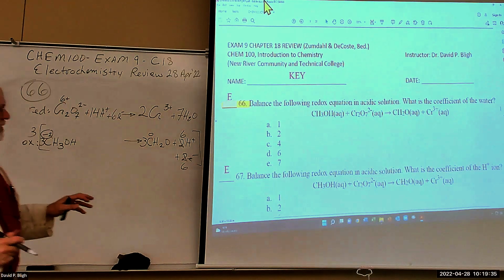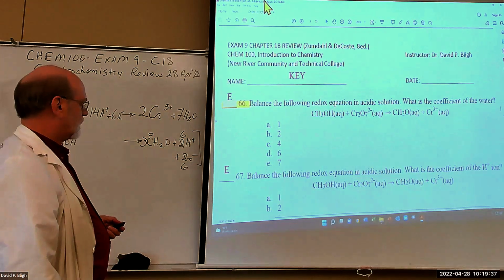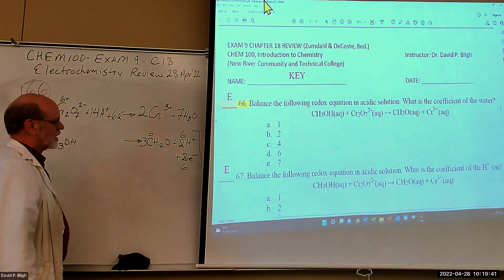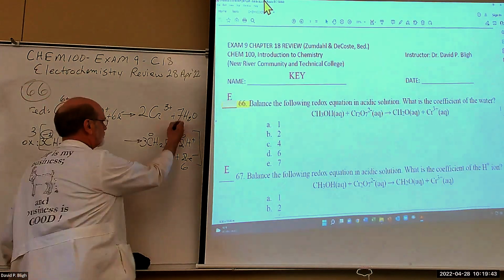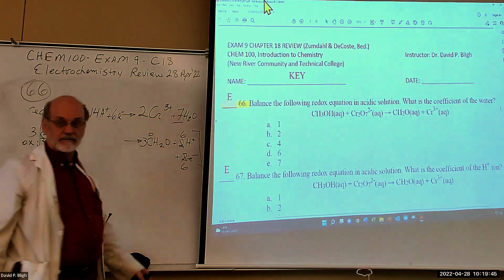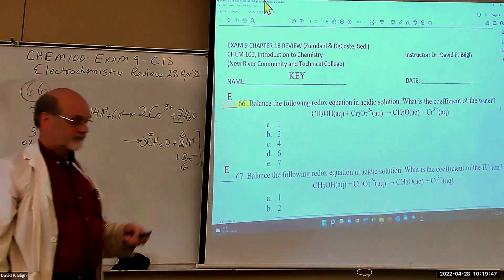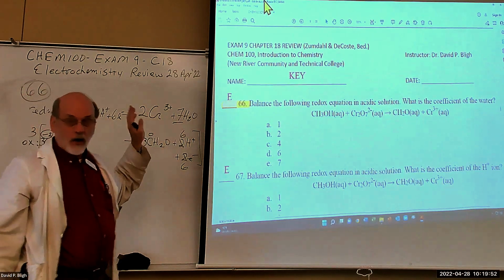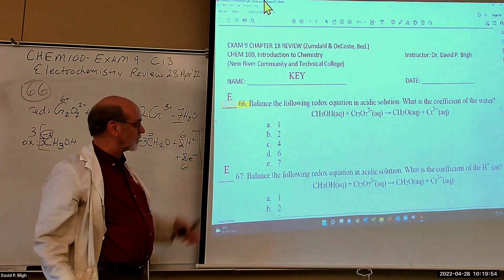Now, how about the question? Well, let's see. The question is, what's the coefficient of water? Coefficient of water is 7. Right? If we add them together, that's what we get. And there are no other waters on this side. So that's all the waters there are, just 7.